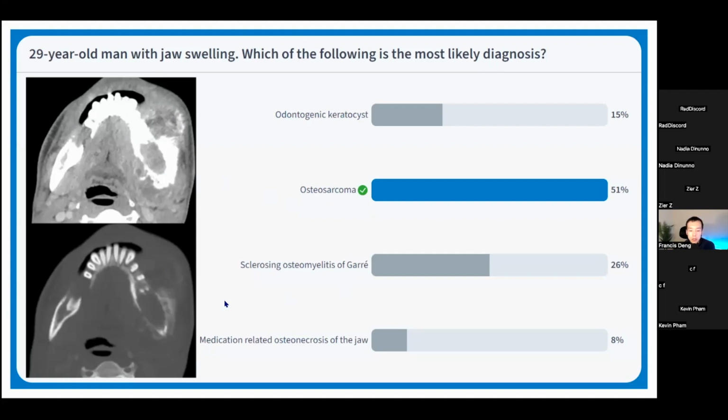Now, some of you chose sclerosing osteomyelitis of Garré, which is a term for a chronic osteomyelitis mostly seen in children, in which you would have sclerosis of the mandible, but it would not have a soft tissue component like this associated with it. Odontogenic keratocyst would be a more well circumscribed lucent lesion of the mandible. It would not have an extraosseous soft tissue component like this. It would not create this aggressive periosteal reaction.